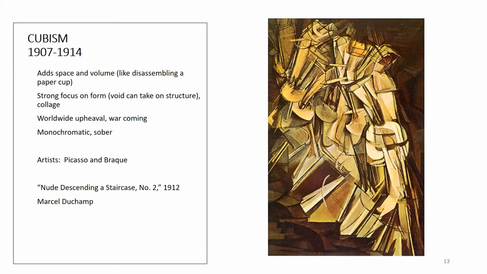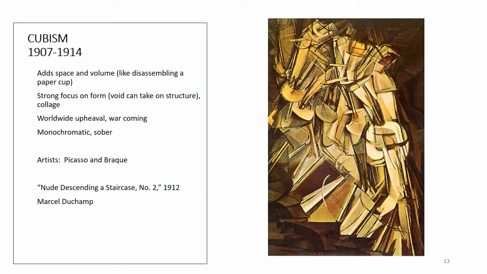Stuff like this had not been seen before. Picasso and Braque formulated an art that was based on geometry and on form, also allowing that negative space could take on parts of a structure. They also used collage as an element, and they used volume. So what I mean by that is, for example, if you have a paper cup and you use scissors to disassemble that paper cup and lay it out so that you can see all sides of the paper cup at once, that was the essence behind Cubism.